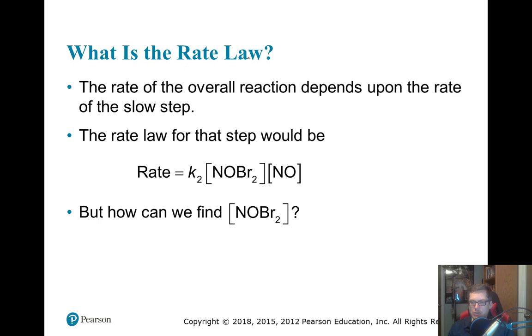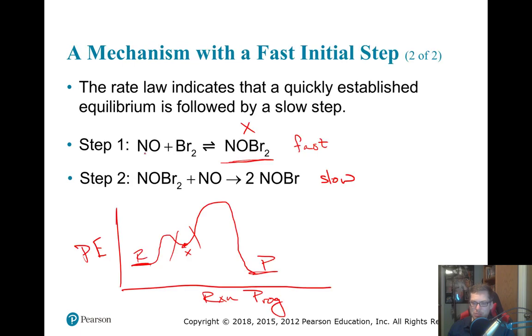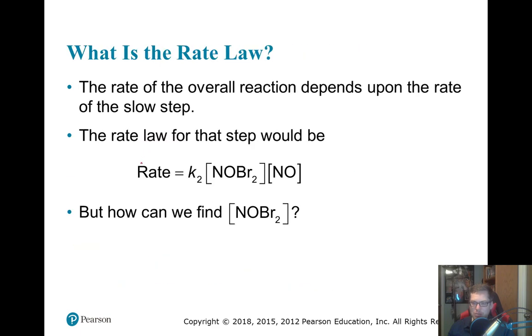So what is the rate law? The rate law of the overall reaction depends on the rate of the slow step. We already established that. So the rate law for the slow step would be this. Our slow step was NOBr2 plus NO yields 2 NOBr. There's our slow step, so the rate law would look like this. Notice we use 2 because this is the second step of our reaction mechanism.